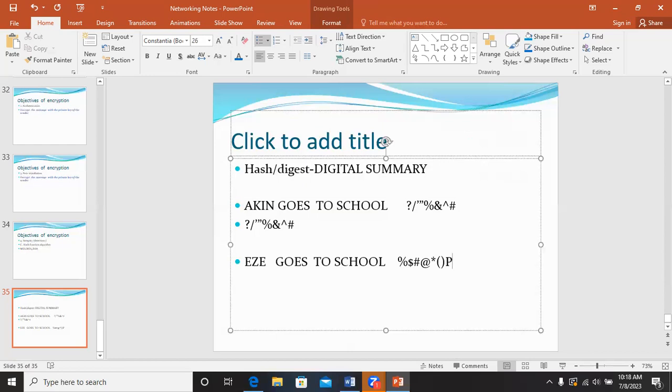So automatically, what is this telling you? You compare the two digests, the same fixed length, but different. Automatically, you know that that message has been altered. So that is what they use hash function to do.